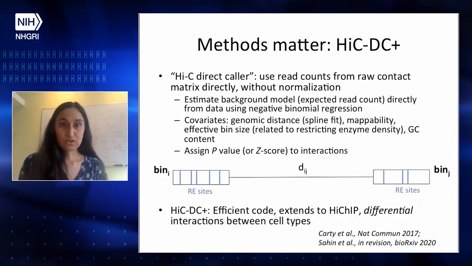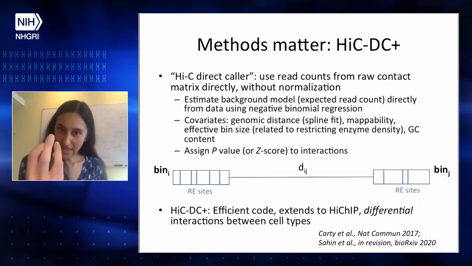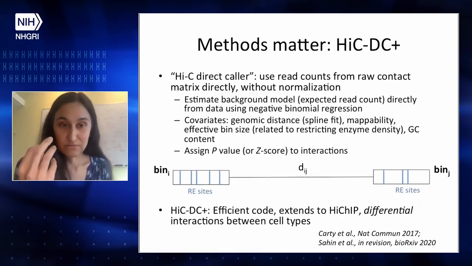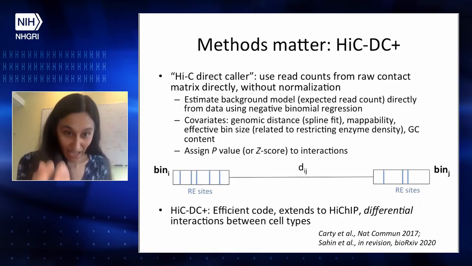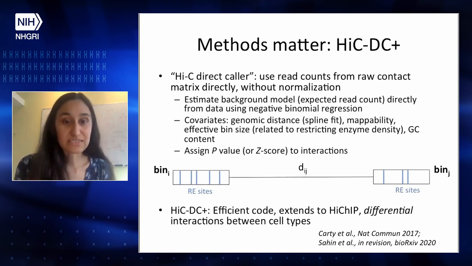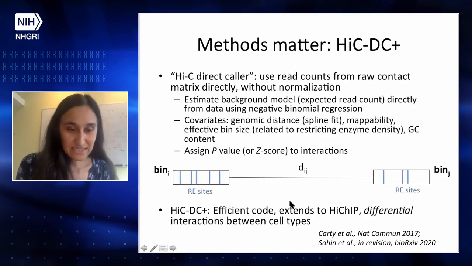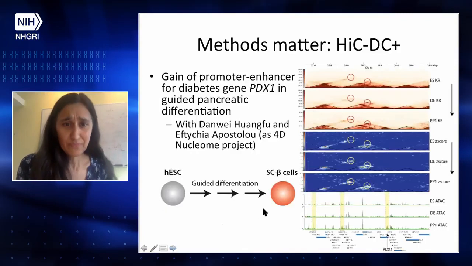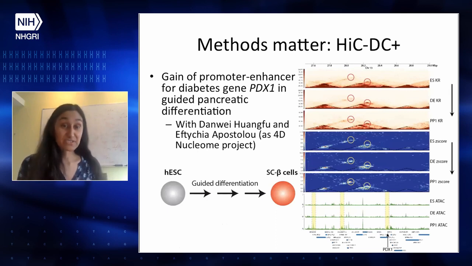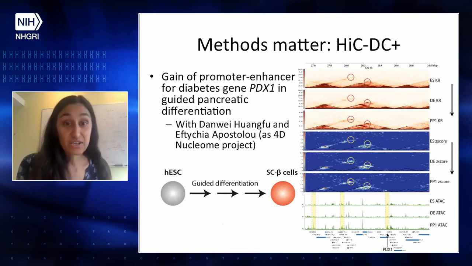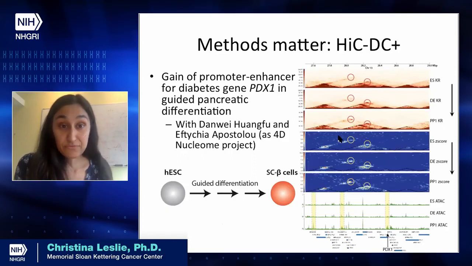And when we fit our model, we can observe the counts and decide how surprised we are to see a high count and assign a p-value or a z-score. Okay, and this latest version, HiCDC+, is in revision, hopefully coming out soon. And when we can do that, we can start to see interactions that are of interest to us for modeling gene regulation.